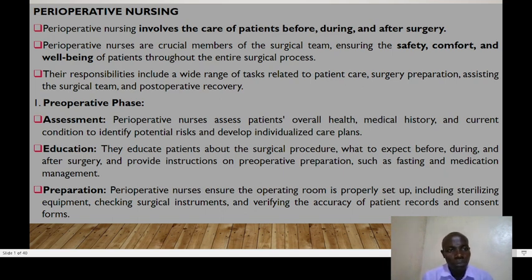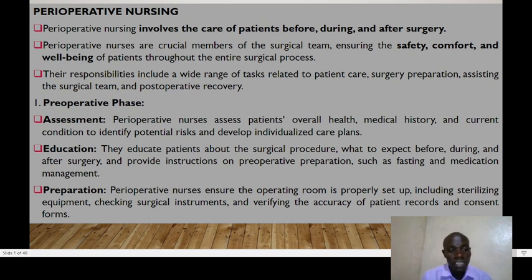If you are a perioperative nurse, you should know that you are a crucial member of the surgical team and your role is to ensure safety, comfort, and well being of the patients throughout the entire surgical process. Your responsibility will vary, ranging from tasks related to patient care, surgery preparation, and assisting the surgical team in postoperative recovery.